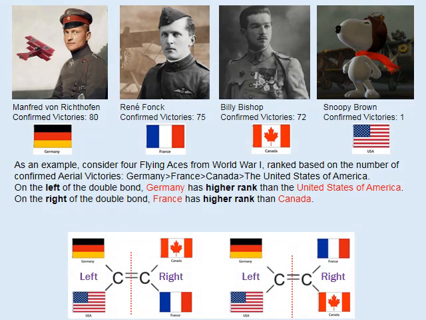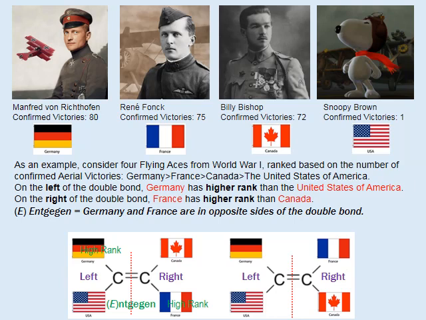Suppose we place the flags corresponding to the country of origin for each of these flying aces. In order to determine if the resulting pseudo-compound is entgegen or zusammen, we first divide the double bond in half. On the left of the double bond, Germany has higher rank than the United States of America. On the right of the double bond, France has higher rank than Canada. If the high-ranking member from the left and the high-ranking member from the right are on the opposite side of the double bond, the configuration of the pseudo-compound is entgegen, as is the case when Germany and France are on opposite sides of the double bond.